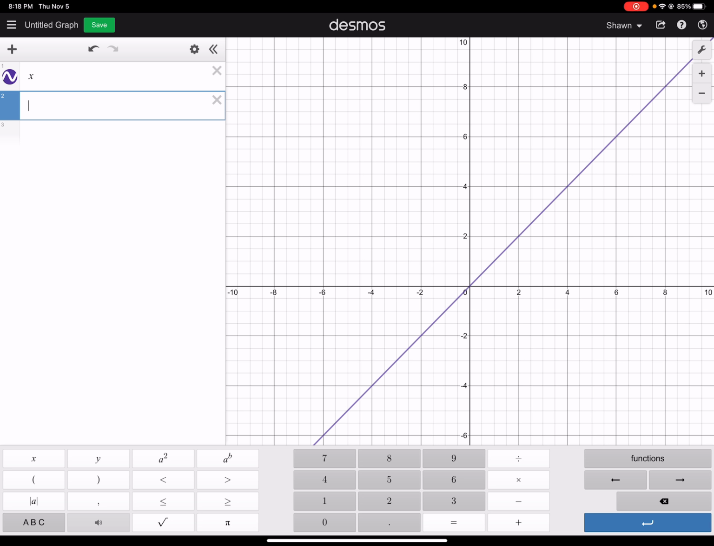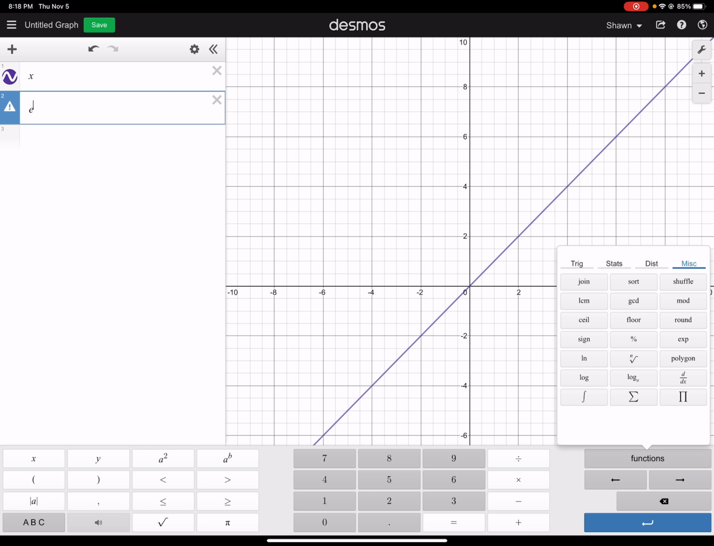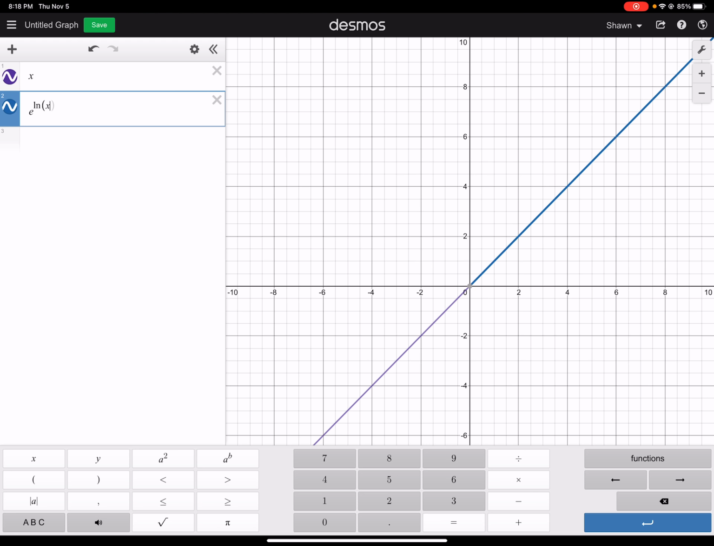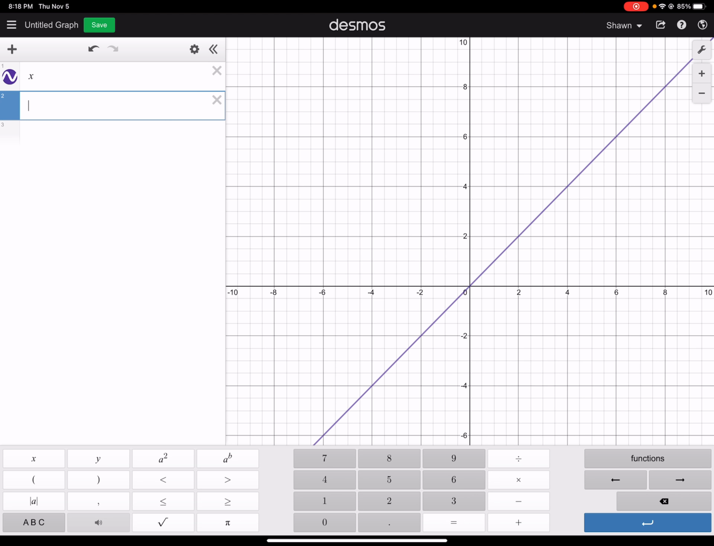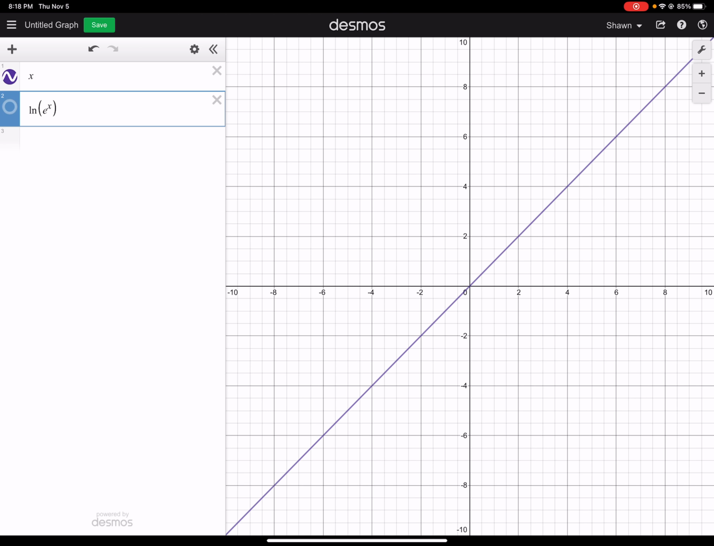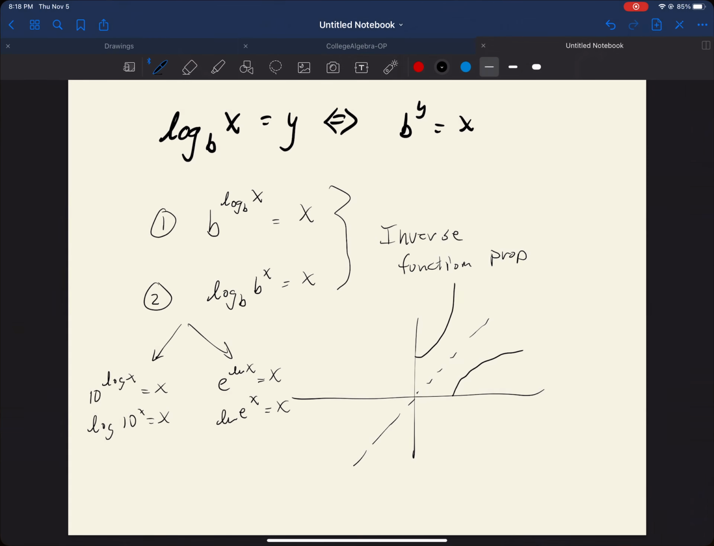If I said e to the ln of x, notice that lays on top of the line. And finally, if I said ln of e to the x, that shows that they lay on top of there also. One thing that you should notice and sort of expect is the following.